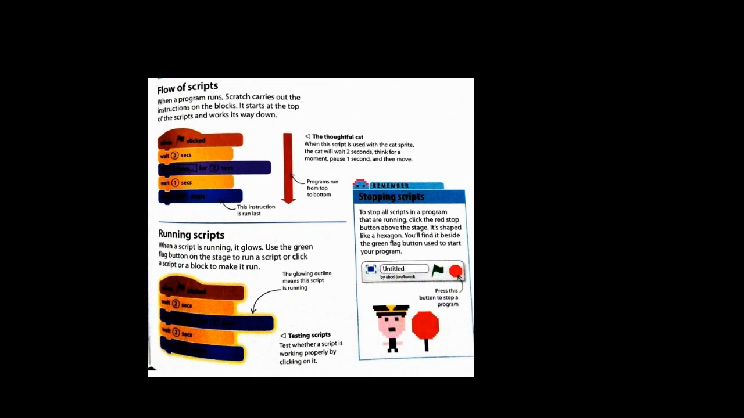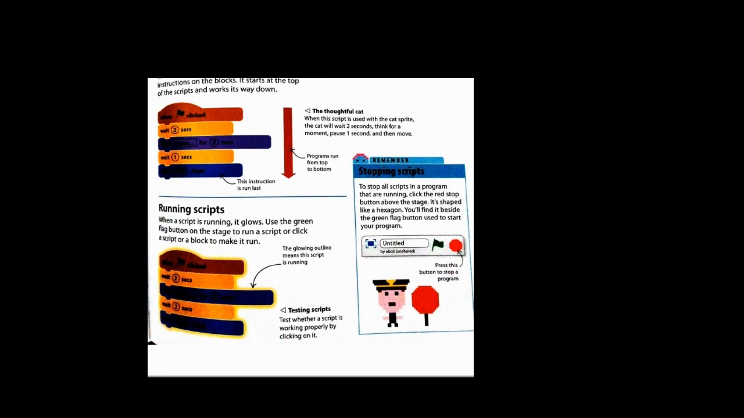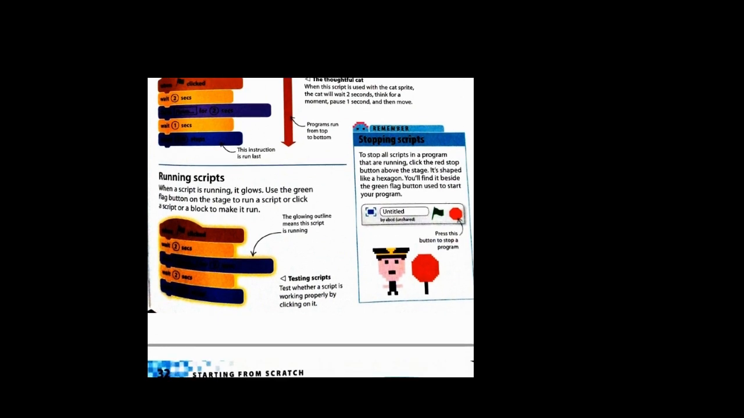Flow of scripts. When a program runs, Scratch carries out the instructions on the blocks. It starts at the top of the scripts and works its way down. The thoughtful cat. When this script is used with the cat sprite, the cat will wait 2 seconds, think for a moment, pause 1 second, and then move. Programs run from top to bottom. This instruction is run last.